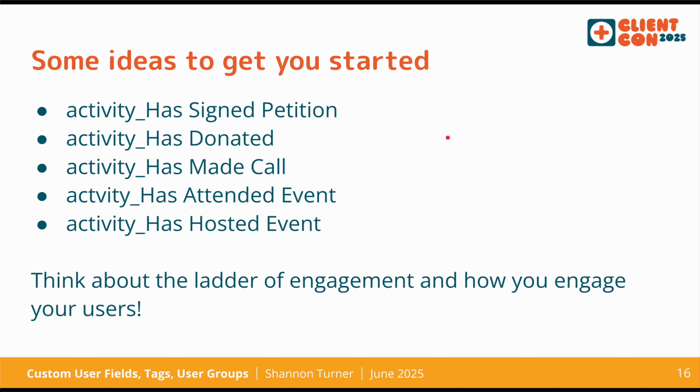Here's one way that you could use tags or groups, right? What types of actions has a user taken? Think about it like a ladder of engagement. Has this user signed a petition? Have they donated? Have they made phone calls? And if you set up your groups or tags in this way, you could try to move your users up the ladder of engagement. For instance, if a user has attended one of your events in the past, you could invite them to host an event next time. That's a higher bar ask, right? It's a much rarer thing to do. So try to move your users up the ladder of engagement to keep them involved.